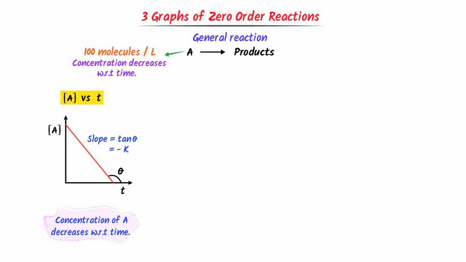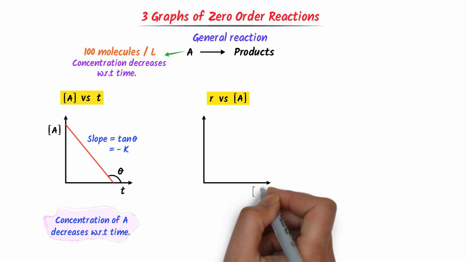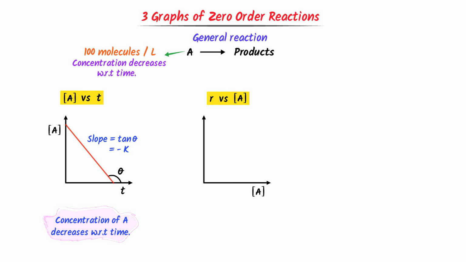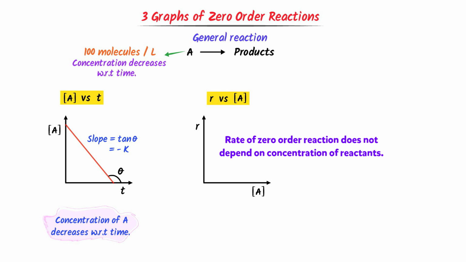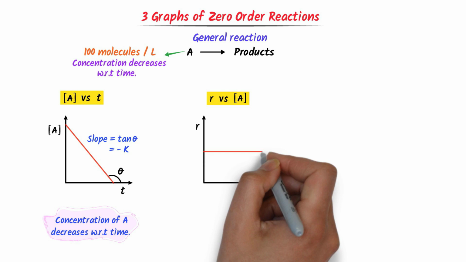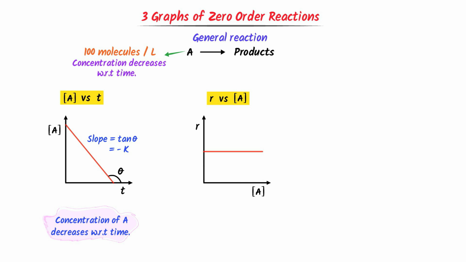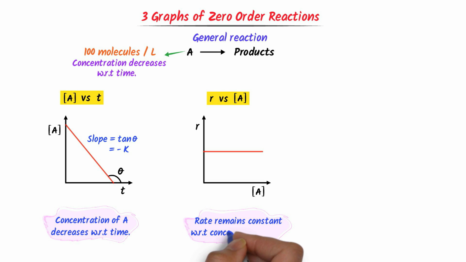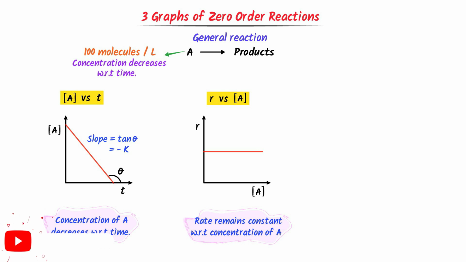Secondly, let me draw a graph of rate of zero order reaction against concentration. I draw 2 perpendicular lines. Along x-axis, I take concentration of the A reactant. Along y-axis, I take rate R of the zero order reaction. We already learned that rate of zero order reaction doesn't depend on the concentration of the A reactant. So I draw this straight line parallel to x-axis. This line shows that the rate of reaction remains constant even if we increase or decrease the concentration of A reactant. Thus, this is the graph of rate of zero order reaction against the concentration of the reactant.